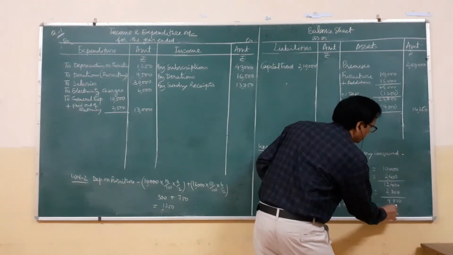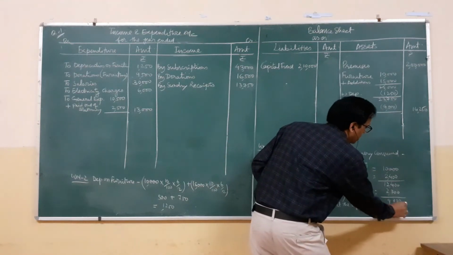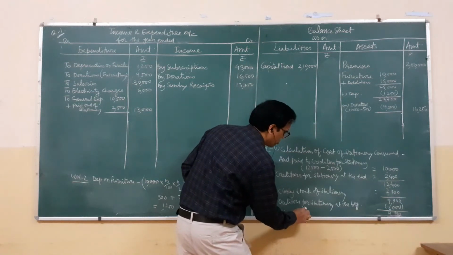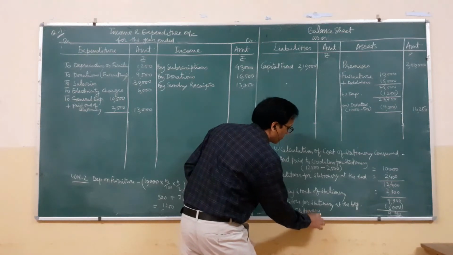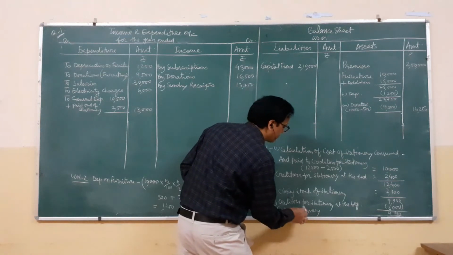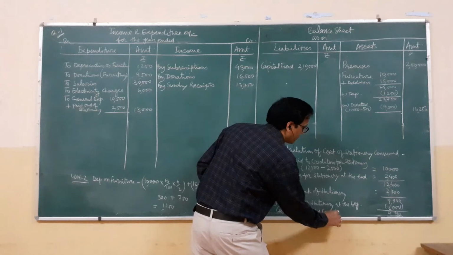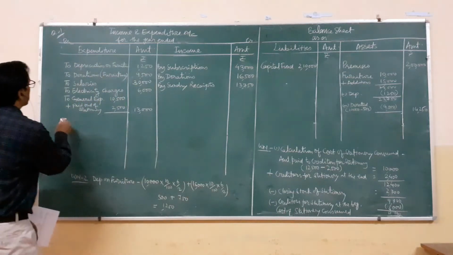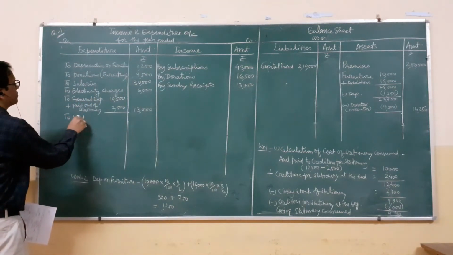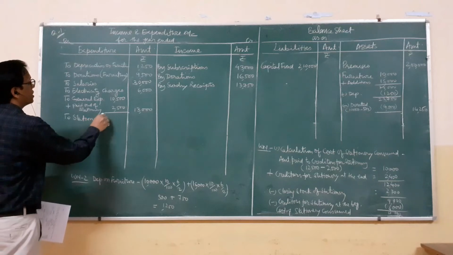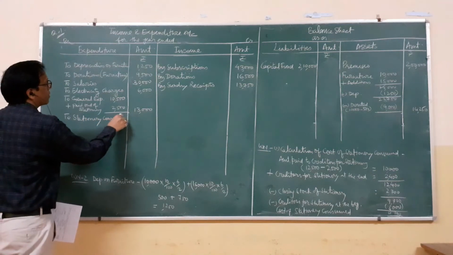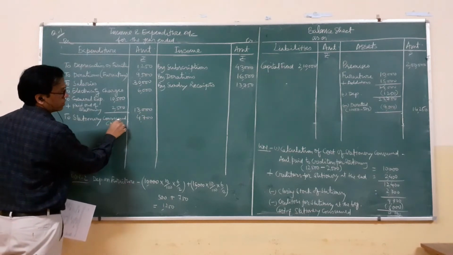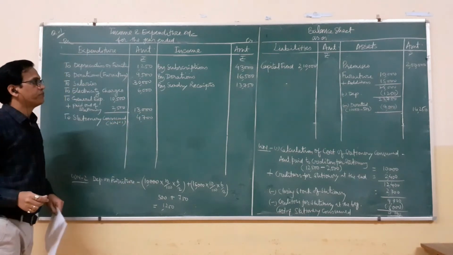This was 5,000. So stationery used is 4,700. Stationery consumed is, cost of stationery consumed during the year is 4,700. This we take here. To stationery consumed 4,700. This we have calculated in a working note number 1. We will show it here.